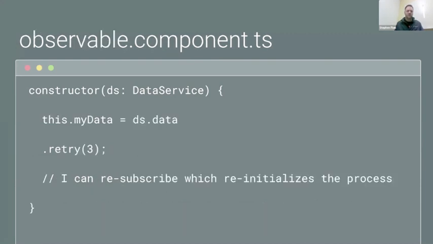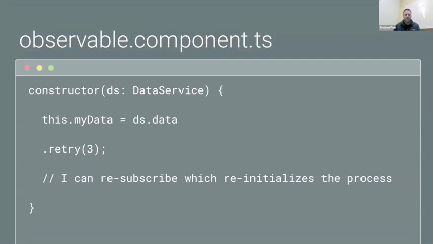Whereas if we contrast that with observables, I can just say, hey, I have an observable in my data service, and I can just call the retry method. You can pipe that through retry. And then what happens is your template or your component is saying, hey, I need you to reinitialize your process. And that will pipe all the way through all those transformations, all those abstractions.